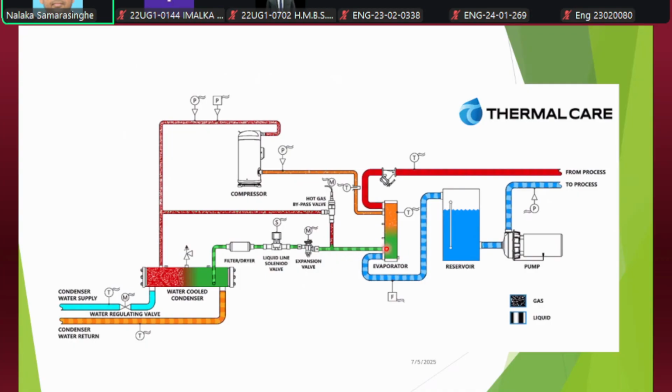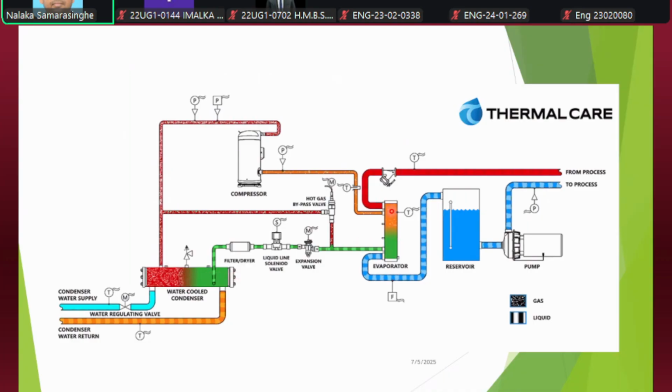In the evaporator, the heat from the water will be absorbed by the coil, and the refrigerant will be going into the compressor. After the compression happens, the temperature will increase, and the heated refrigerant will be going into the condenser coil. That condenser coil is surrounded by water in this heat exchanger.